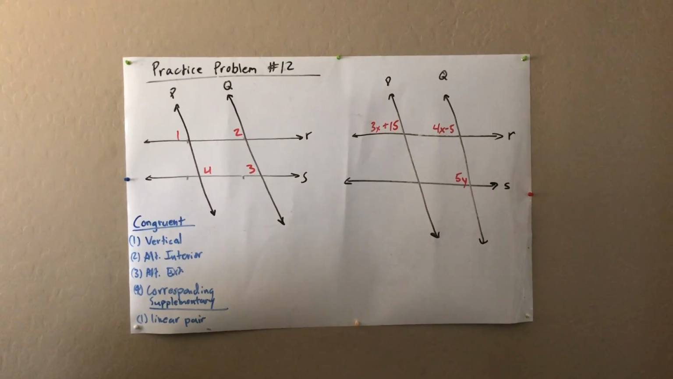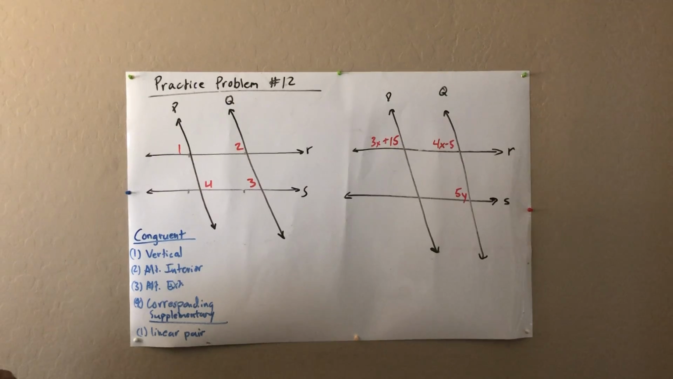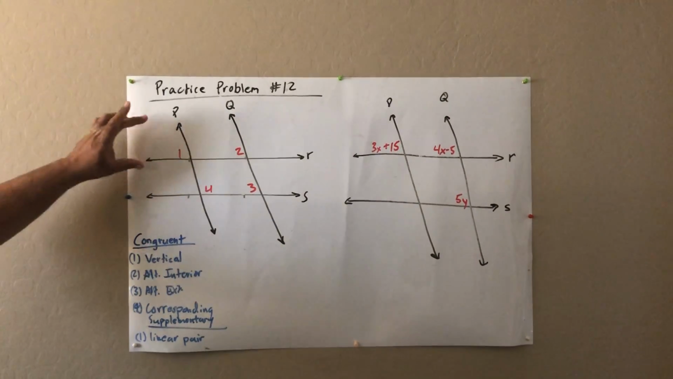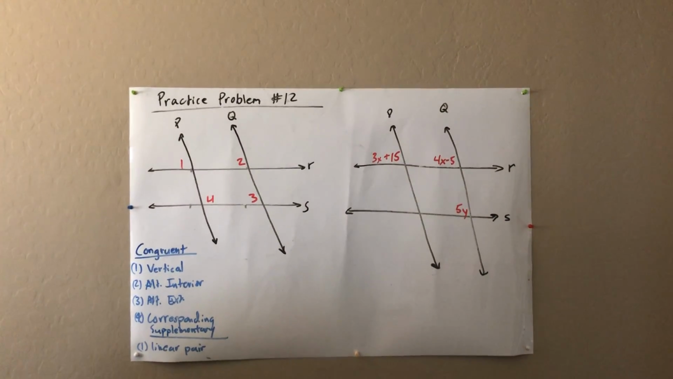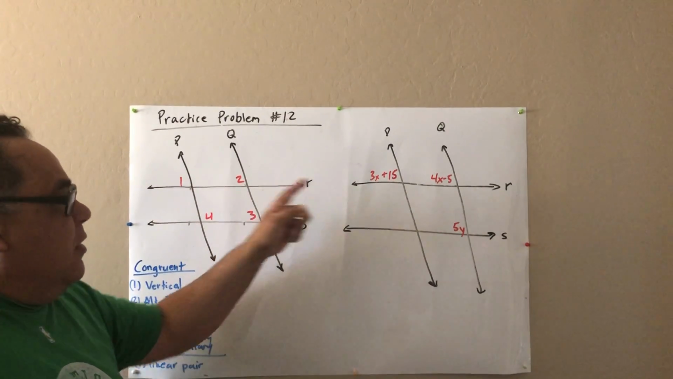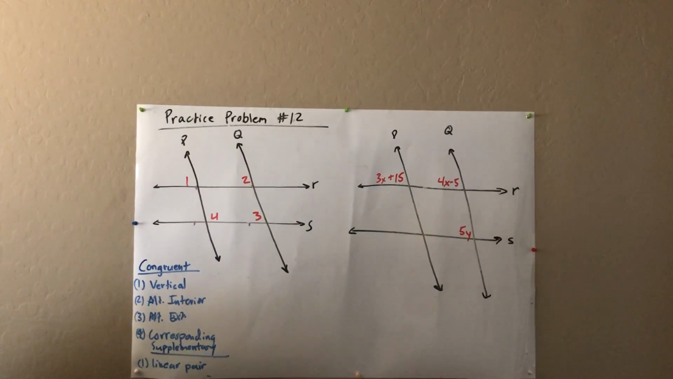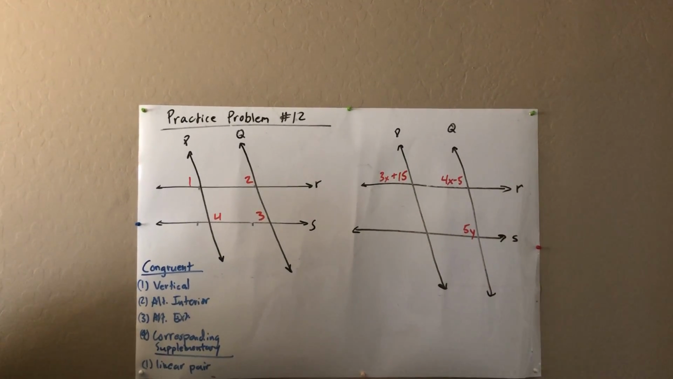This is Mr. Shope. I'm gonna do practice problem number 12 from your practice problems today. Okay, here's the problem, what it looks like right here. In the information it gives you, it says this angle 1 right here is 3x plus 15. Gives you angle 2 and angle 3. And you have to solve for the variables x and y.